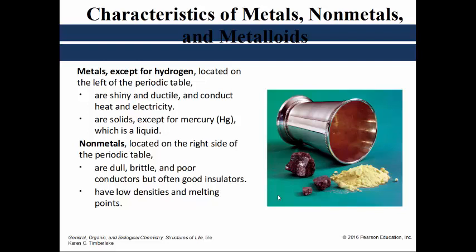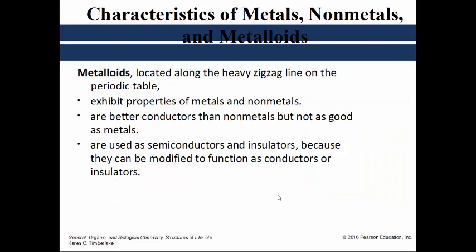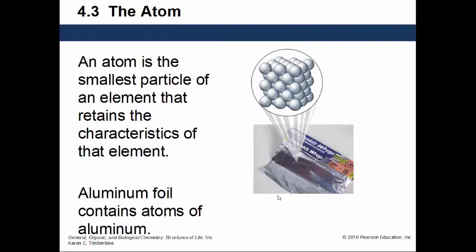Nonmetals will be on the right-hand side of the table. These are going to be very brittle and very dull, very poor conductors of heat and electricity, but very good insulators. And nonmetals also have very low densities and very low melting points. Now the ones that kind of overlap between metals and nonmetals are called metalloids. These have properties of both metals and nonmetals. They are better conductors than nonmetals, but not as good as metals. Because of this, they're used as semiconductors and insulators, because they can be modified to function as either a conductor or an insulator.